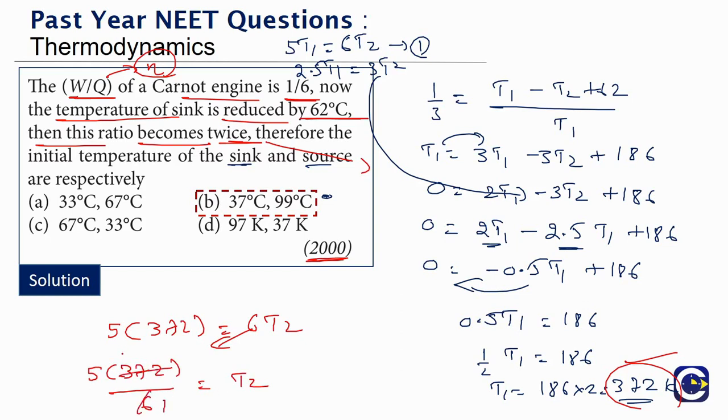Now we can check it. 6 ones are 6, 6 threes are 18, 6 sixes are 36, so 62. 6 into 62 is 372. Okay, now what is 5 into 62? That is 310. So T2 will be 310 on the Kelvin scale, but we are looking for the value on the Celsius scale, right? So 310 minus 273, that is 37 on the Celsius scale.